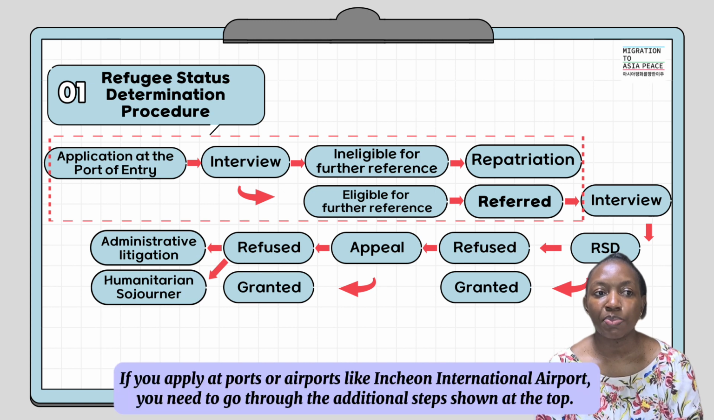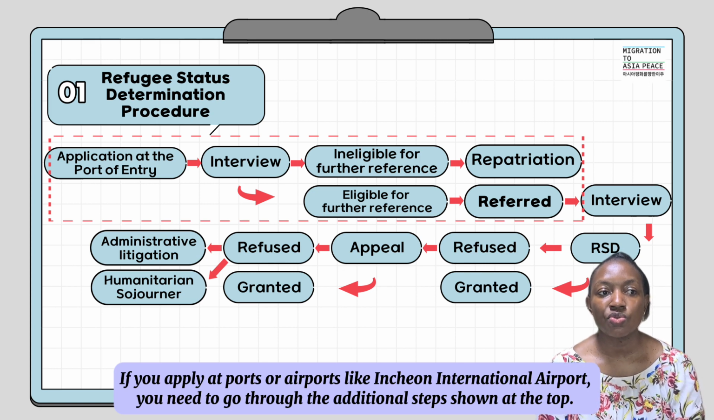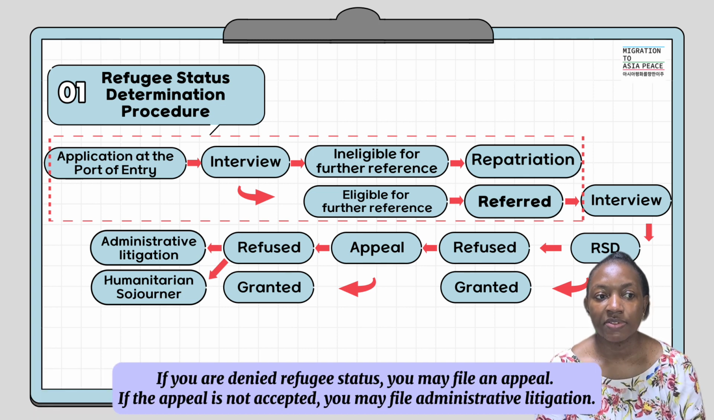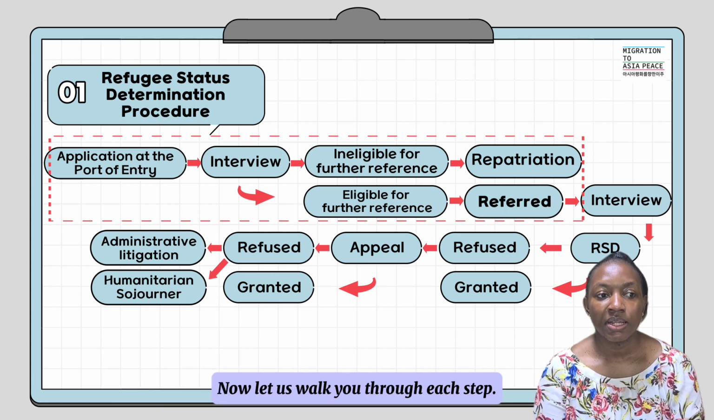If you apply at ports or airports like Incheon International Airport, you need to go through the additional steps shown at the top. If you apply at an immigration office, a branch office, or immigration detention center, you will have an interview and get the first result of the RSD process. If you are denied refugee status, you may file an appeal. If the appeal is not accepted, you may file administrative litigation. Now, let us walk through each step.